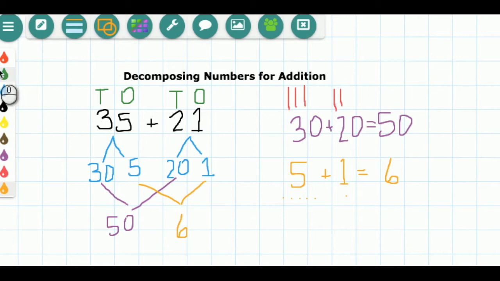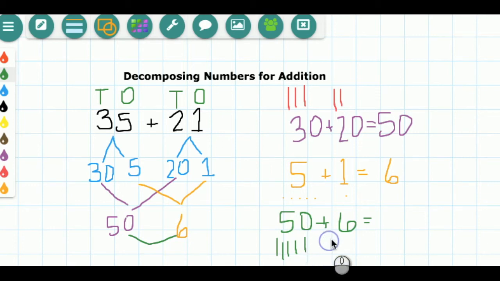Now, for the final step, which is to add our tens and our ones together, once we've got it all down to tens and ones, 50, so that's 5 tens, plus 6 ones. And we can again draw this out in place value blocks. 10, 20, 30, 40, 50, plus 1, 2, 3, 4, 5, 6. 56. So the answer to the problem 35 plus 21, you can solve using decomposition, and it equals 56.